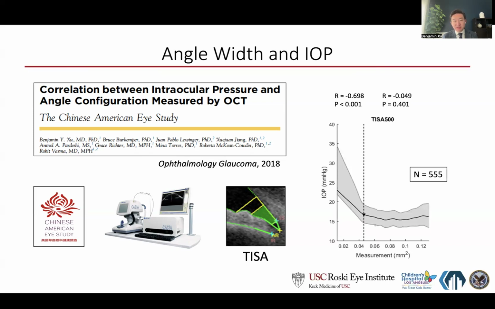This plot shows the relationship between IOP and TISA measurements. We can see on the right of this plot, for eyes with wider angles, there is no relationship between IOP and TISA measurements. However, below a certain cutoff or threshold, there emerges a strong negative correlation between IOP and TISA measurements. This plot would suggest that below a certain cutoff, the risk of elevated IOP begins to rise.